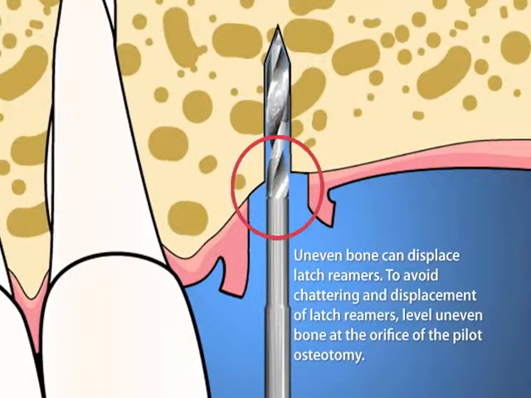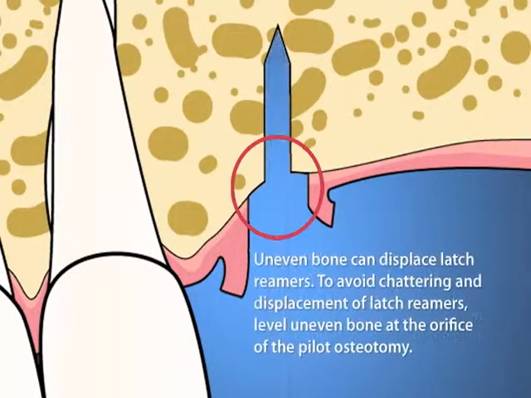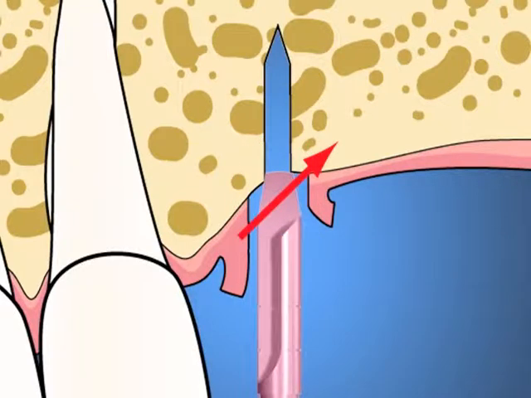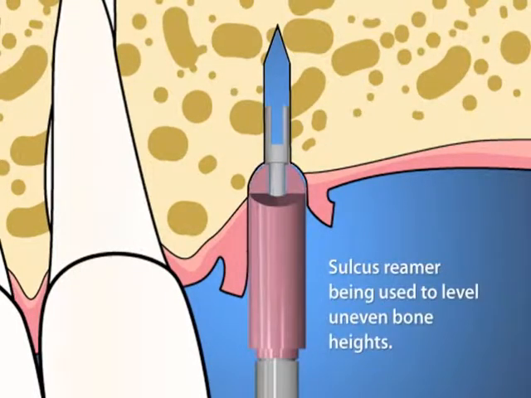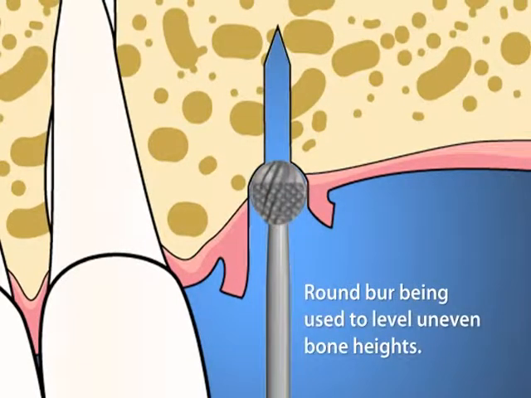While preparing an osteotomy on a slope, the leveling of the uneven heights of bone at the orifice of a pilot osteotomy is advisable to avoid shattering and potential displacement of the wider latch reamers. Leveling may be achieved by rotating a sulcus reamer as a planisher on a 2 mm guide pin inserted into the 2 mm pilot osteotomy, or alternatively by using a round burr to even the bone level around the orifice of the pilot osteotomy.